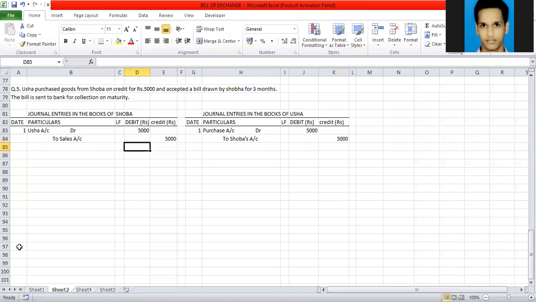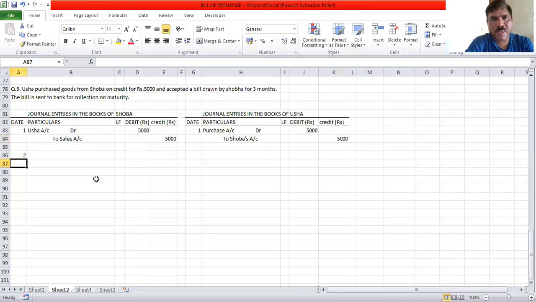What entry should I pass? And accepted the bill drawn by Shobha for 4 months. Who is accepting the bill? Usha is accepting the bill. Okay. Who is drawing the bill? Shobha. In the books of Shobha, what entry should I pass?